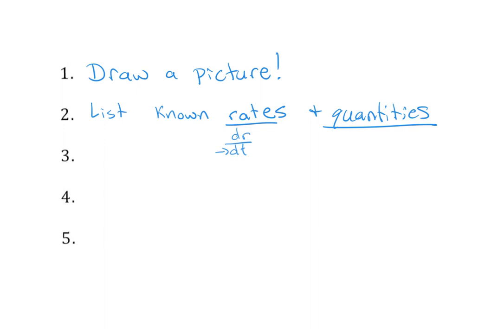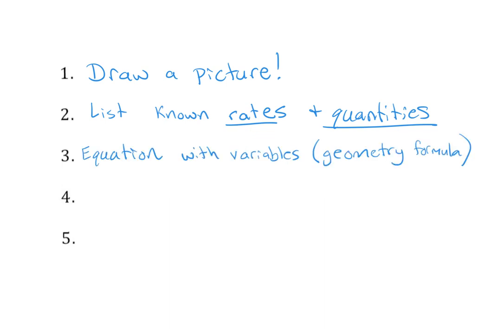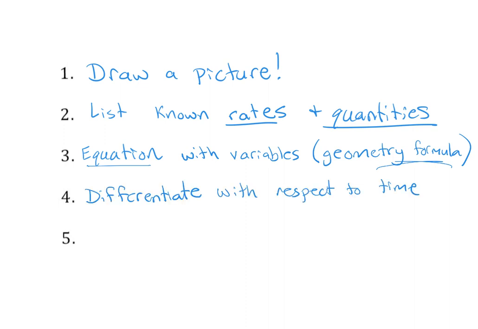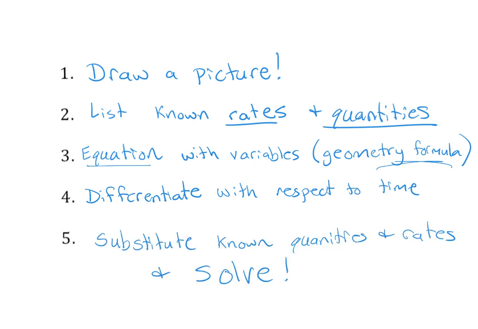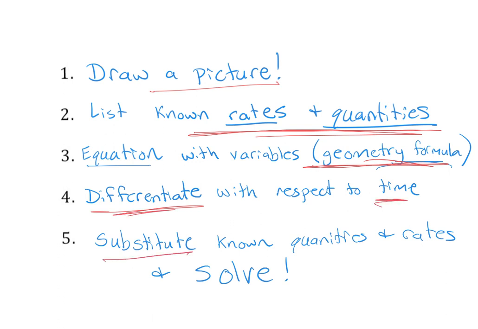Okay, so step 3, relate variables in an equation. So this would be like if we're doing geometry, your geometry formula. And then once you have your equation, we want to differentiate that equation, that formula, with respect to time. And then you just need to substitute in all of your known quantities and rates and then solve. So recap: draw a picture, list out all the things you know, find your formula, differentiate with respect to time, substitute, and solve.